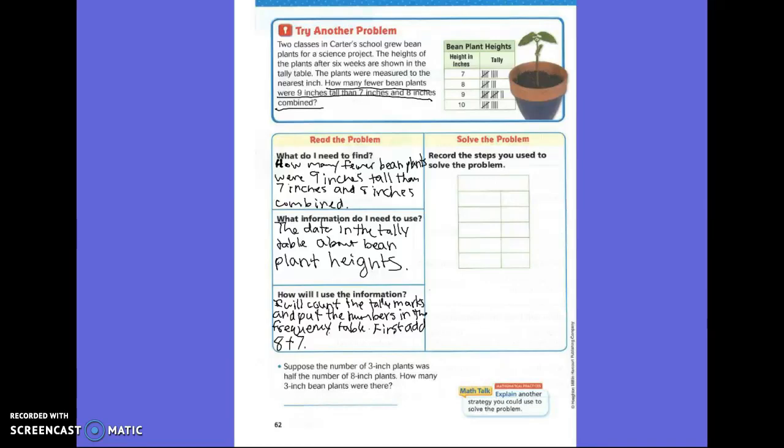And what we mean about 8 plus 7 is we mean the plants that are 8 inches tall, all of the plants that are 8 inches tall, we're going to add those to all the plants that are 7 inches tall. Not actually adding 8 plus 7. We're adding all the plants that are 8 inches tall plus all the plants that are 7 inches tall. That's the first step. What's the second step then?